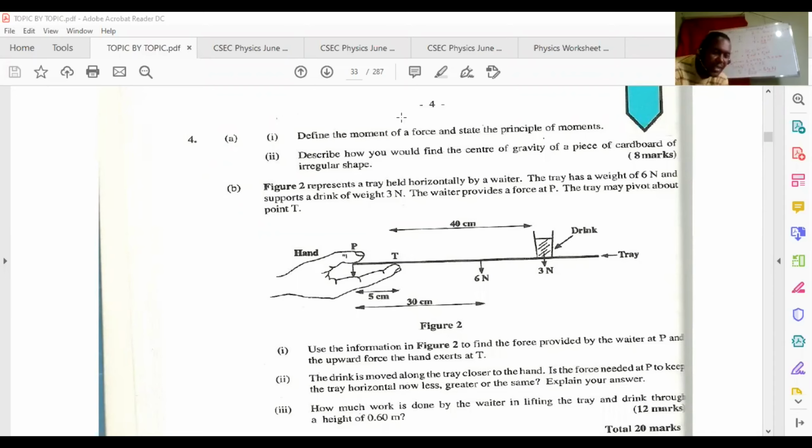All right, so we have an answer here. It says it would be less because the distance of the force from the pivot would be less, and hence the amount of force required would be less. All right, so yes, that's correct.